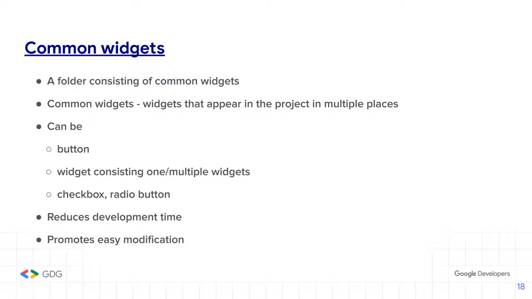And common widgets can basically be buttons or even a row widget. If a row widget is appearing in your project multiple times, then you can just generalize it into a common widget and then just call that widget in those places.